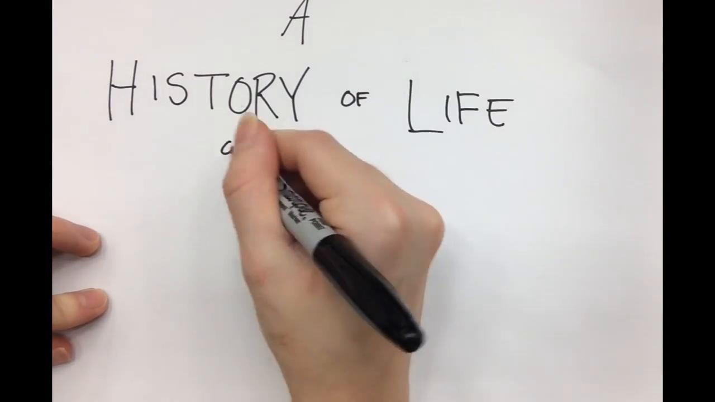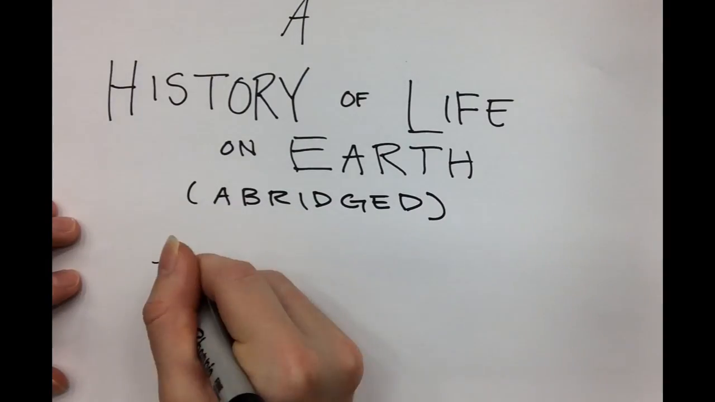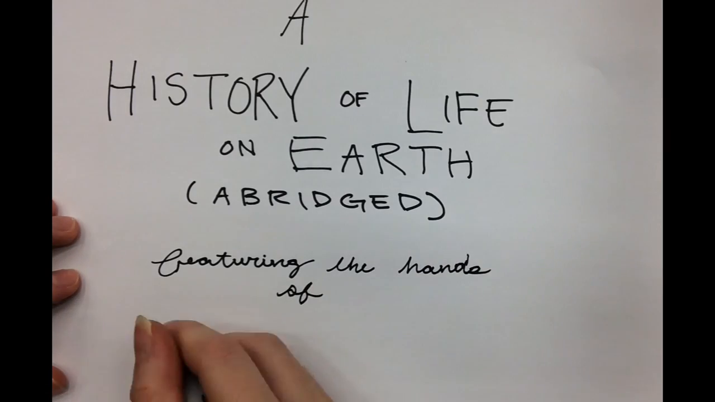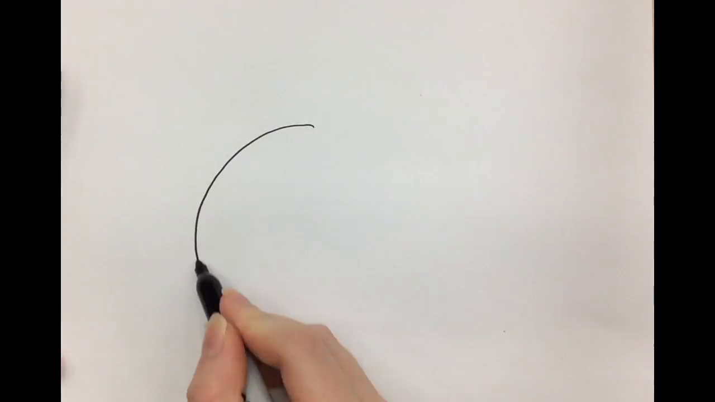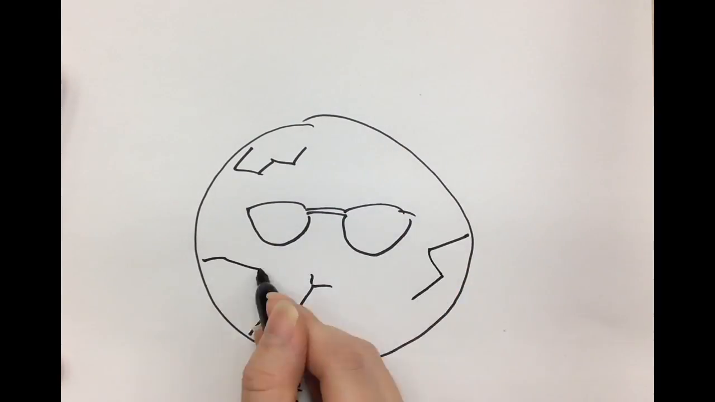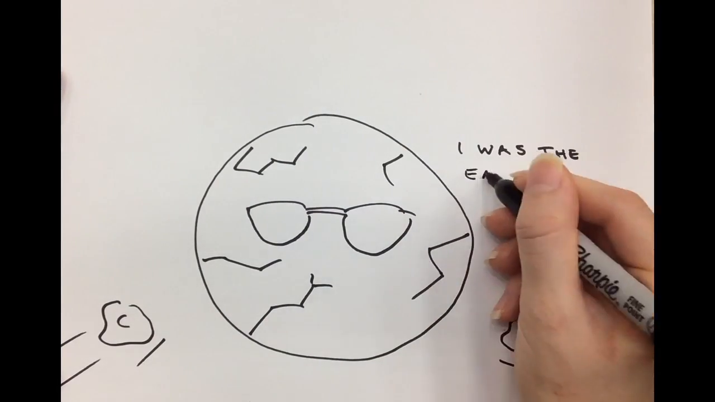Hi, today we're going to discuss the history of life on Earth, abridged. Now, before we can talk about the history of actual life, we need a little bit of the history of Earth itself. Now, the Earth was formed 4.6 billion years ago. It didn't look like the Earth as we know it today.